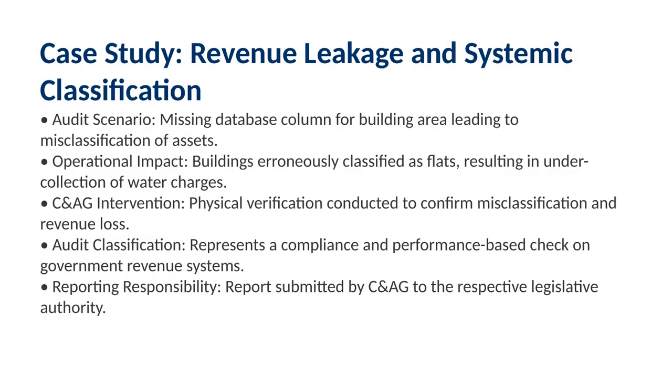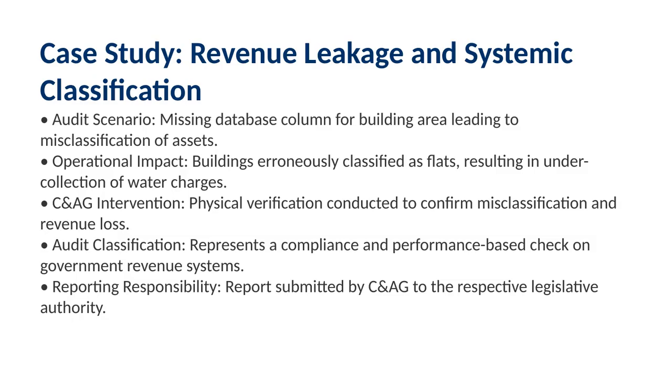Now, let's dive into some practical applications regarding the audit of public sector undertakings. We have a very interesting case study here. Imagine an audit where the team discovers that a database is missing a column for the area of a building. Because of this missing data, some buildings were wrongly classified as flats, even though they didn't meet the threshold for that classification. To solve this, the audit team performed a physical verification, which confirmed the misclassification and revealed that the department was under-collecting water charges.